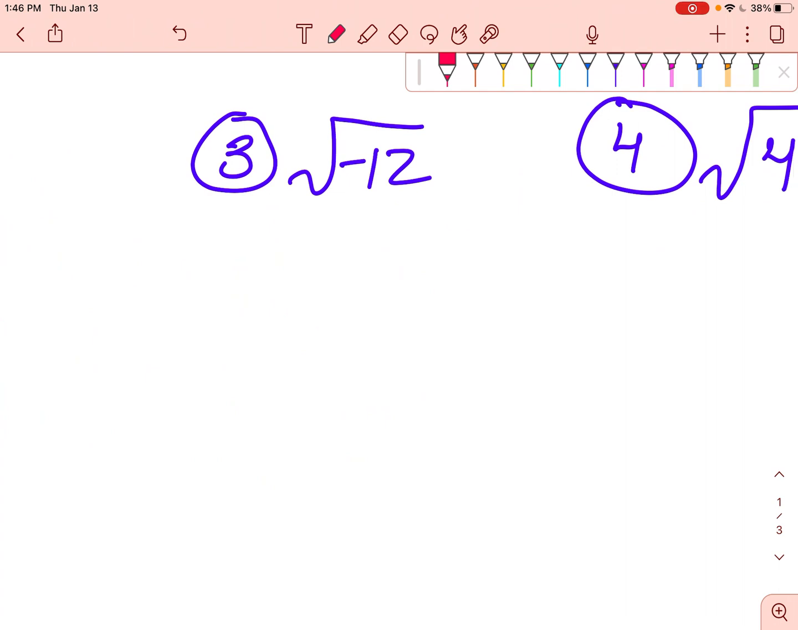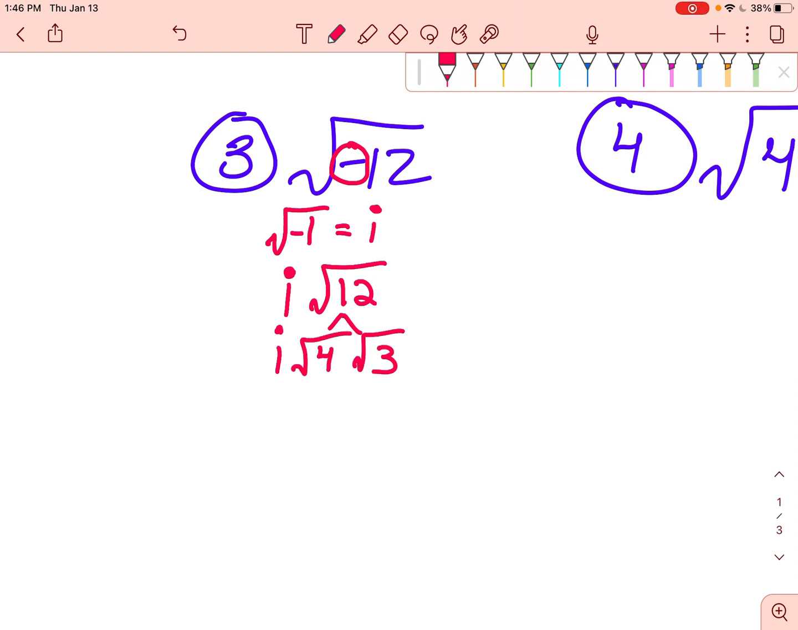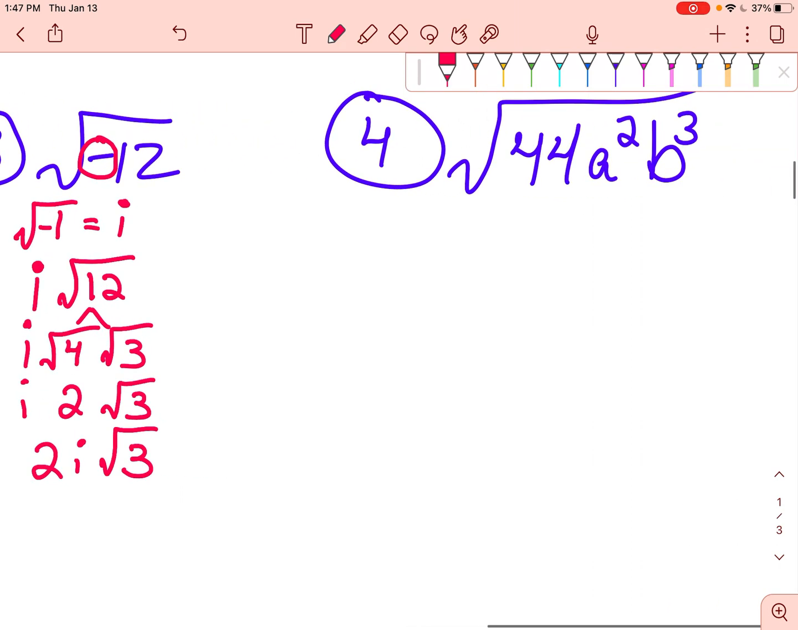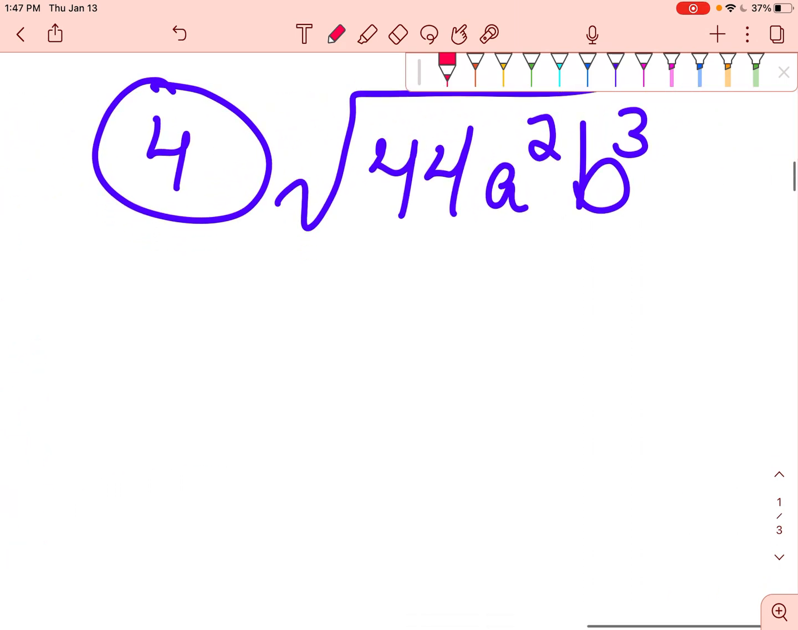The square root of negative 12. Now again, when you have a negative in here, I'm not too sure how far you guys went into this, but the square root of negative 1 is equal to i, or the imaginary number. So before I did this problem, I would actually just take that negative out and put i root 12, and then I would go through and simplify this down. Now again, if you didn't do i, you can ignore what I'm saying, but the square root of 4 and the square root of 3, therefore this is i times 2 root 3, or how we like to write it is 2i root 3.